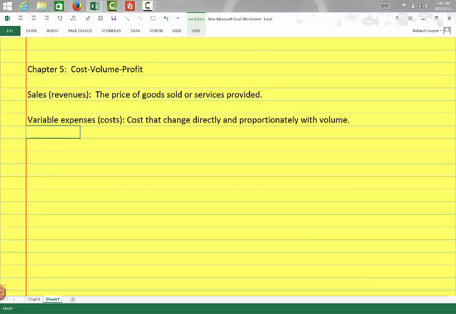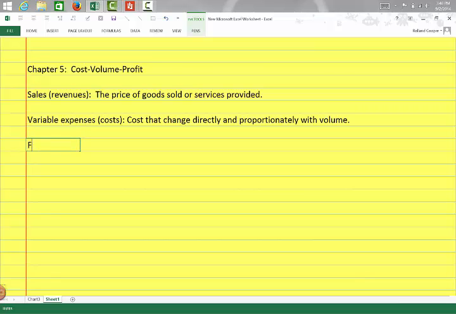In the case of the auto dealership, sales commissions typically are a variable expense. And if sales increase by 10%, sales commissions paid to the salespeople should also increase by 10%. And if sales decrease by 15%, sales commissions should also decrease for that auto dealership by 15%.